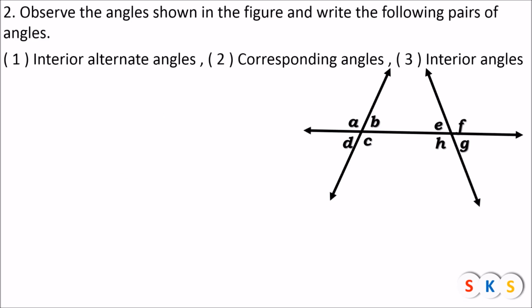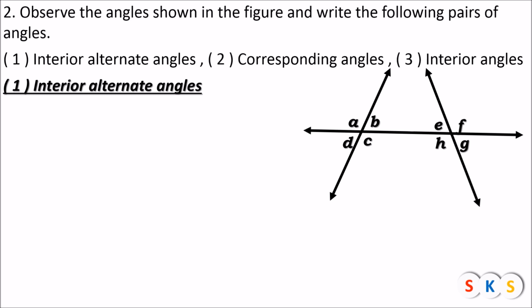Now here we have the second question. You can see angles are shown in this figure with letters, and you have to write the following pairs of angles. The first one is interior alternate angles, second one is corresponding angles, and third one is interior angles. So first we will go for interior alternate angles. Look at this figure.